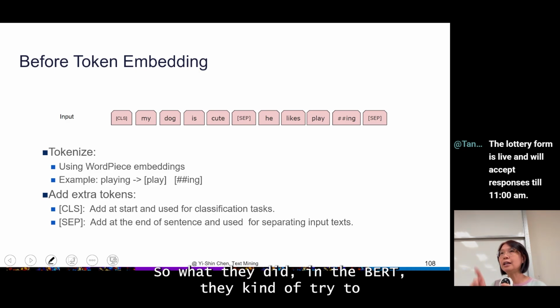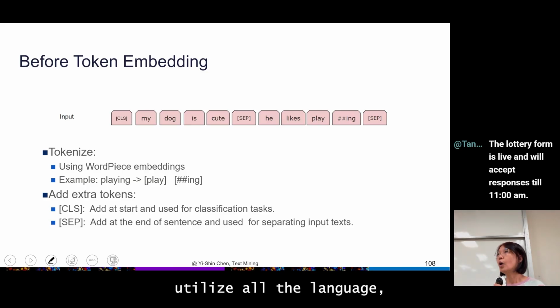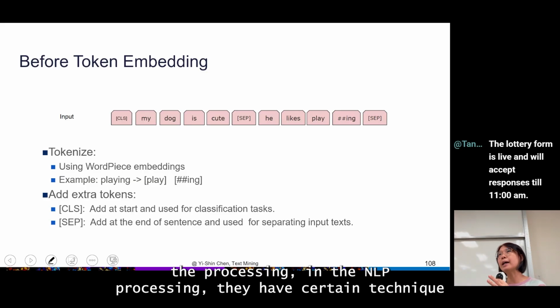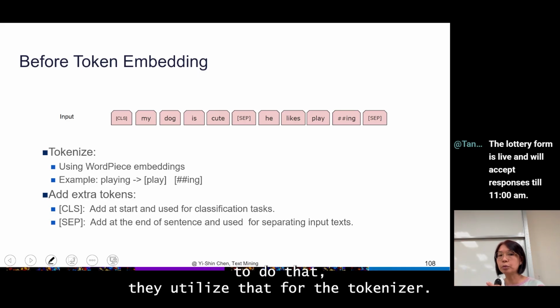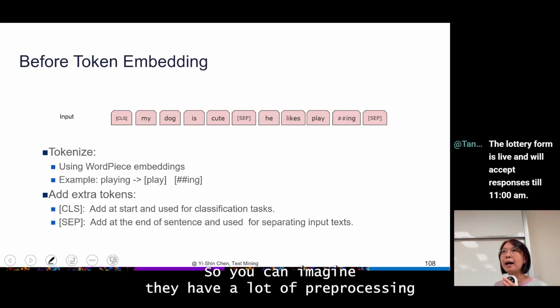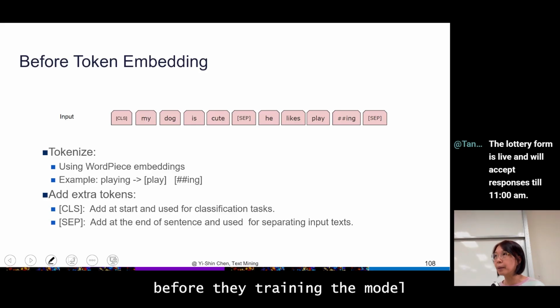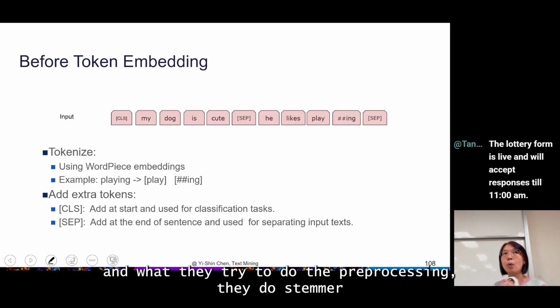So what they did in BERT, they try to reutilize the language processing techniques from NLP, and they utilize that for the tokenizer. You can imagine they have a lot of pre-processing before they train the model. In the pre-processing, they use a stemmer.